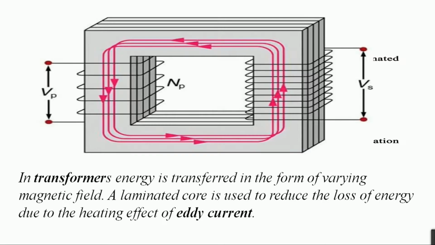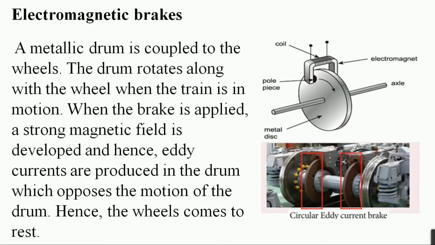As we have said, it is undesirable, but in some cases the eddy current is used also. Eddy current is desirable also. So, electromagnetic brake. In an electromagnetic brake, a strong electromagnet is connected to the wheel. When we want to stop the wheel, we produce a strong magnetic field by applying the current. Due to this the brake comes to rest very fast, and there is no friction between these two. So this brake is better than the brakes which use friction.